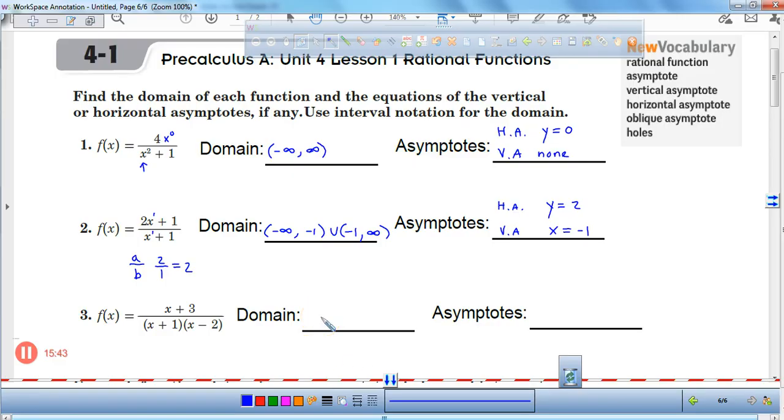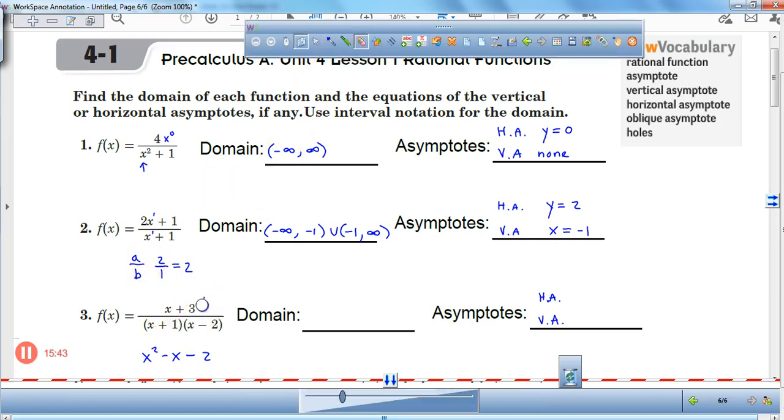All right, last one, number 3. Let's talk about the horizontal asymptote, and let's talk about the vertical asymptote. All right, so even though you can't see it, that is x to the power of 1, x plus 3 to the power of 1. All right, and so over here, if I multiply those together, you'd get x squared. 1 minus 2 is negative 1, so negative x. 1 times negative 2 is negative 2. So this would be the expanded form. If you multiply those together, you can clearly see this is to the power of 1 right here. And this is to the power of 2.